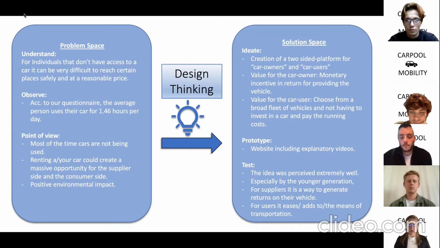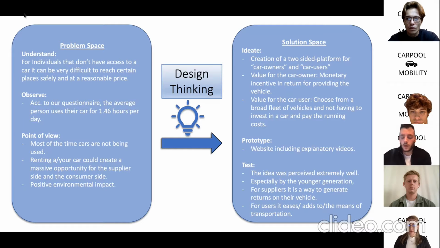Now, most of the time, cars are not being used, and renting a car or renting your car could create a massive opportunity for A, the supplier side, and B, the consumer side, and could also have a positive impact on the environment. And this is really where our brainstorming part began, and we came up with the idea to create a two-sided platform for car owners and car users to create value for both parties.